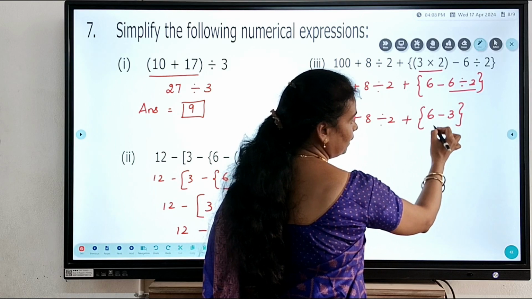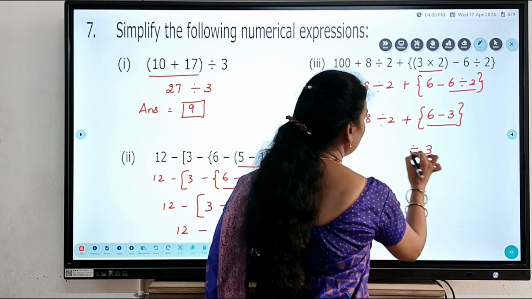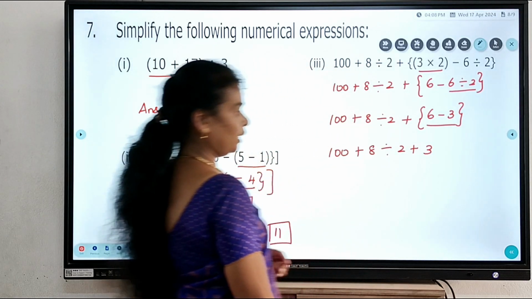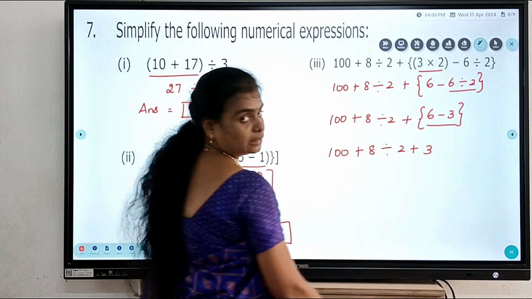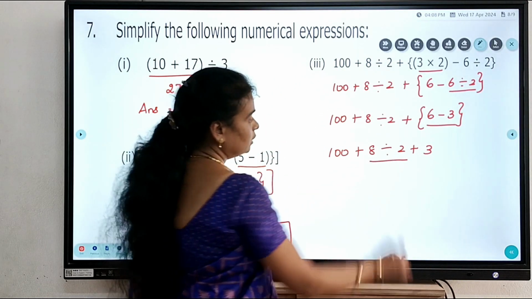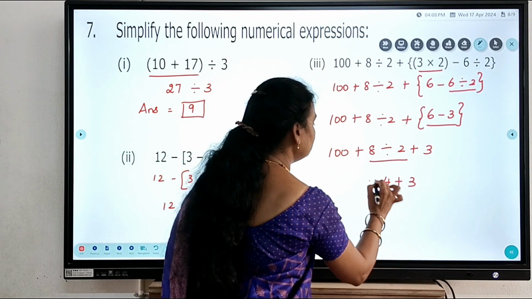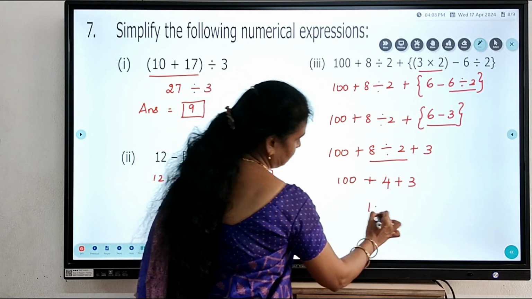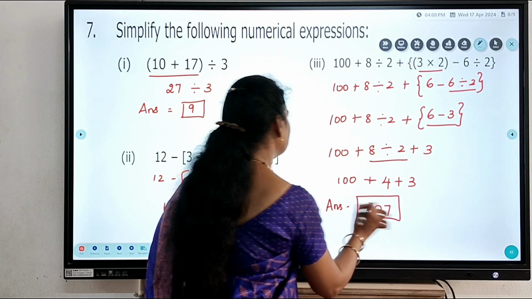Now again this is inside the bracket, so this has to be solved obviously. 6 minus 3 is 3, plus 8 divided by 2, plus 100. Now again, which has to be solved? 100 plus 8 divided by 2 plus 3. Of this addition and division, division has to be solved. So 8 divided by 2 is 4, plus 3 here and plus 100 on this side. So 100 plus 4 plus 3 is 107. So 107 is the answer for this third one.